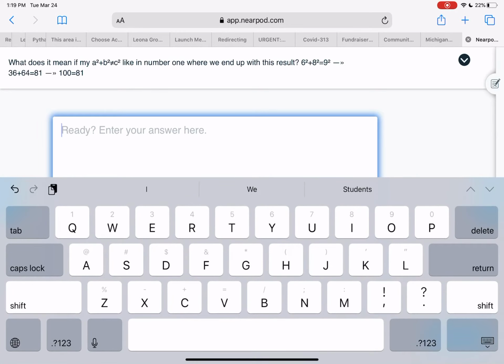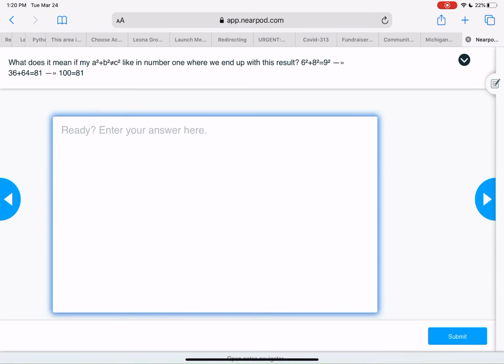Okay, this one should be a sentence. It says, what does it mean if my a squared plus b squared does not equal c squared? Like in number 1, where we ended up with the result, which if you did number 1, you should have ended up with 100 equals 81. Now, if you remember from solving equations, that means no solution. But remember, our question is, is this a right triangle? So what does that mean as far as is this or is this not a right triangle?